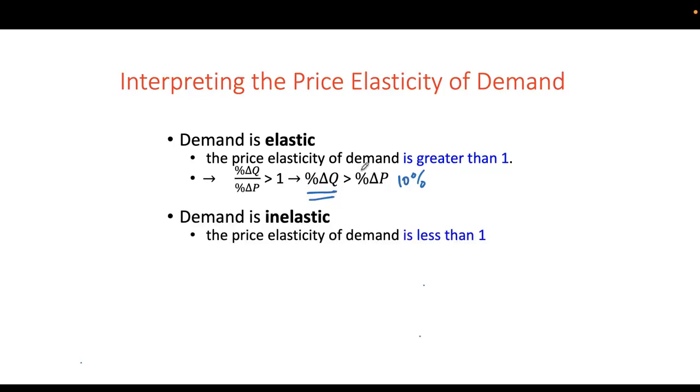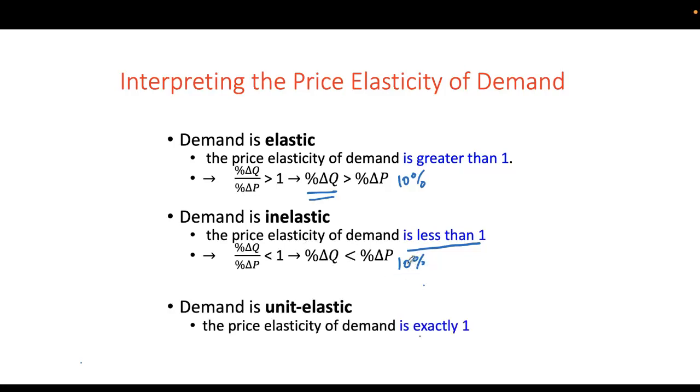Then we have inelastic demand. Remember, inelastic demand was when it is not as responsive to any given change in price. So now the measure will be less than 1, indicating to you specifically that for any given change in price, quantity demanded responds by less than that percentage change. So for example, a 10% increase in price will cause quantity demanded to decrease by less than 10%.